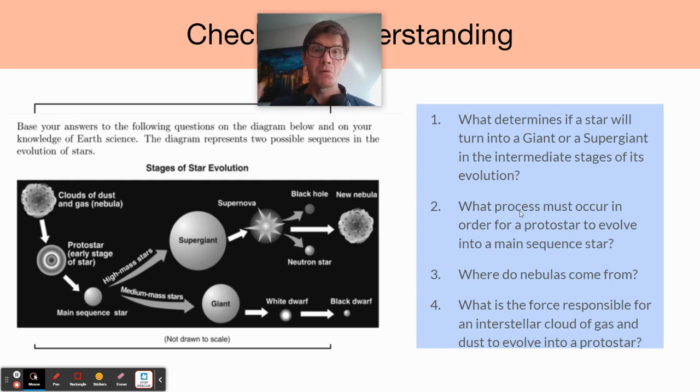What process must occur? That would be nuclear fusion, right? That's the very important process that occurs in all stars in order for a protostar to evolve into a main sequence star where fusion happens. Protostars, they still get really hot, they're really dense, but there's no fusion happening. The heat is just coming from the friction of all of the materials squeezing together and getting compressed. Once it gets hot and the gravity is strong enough, when fusion happens, then we have a star.